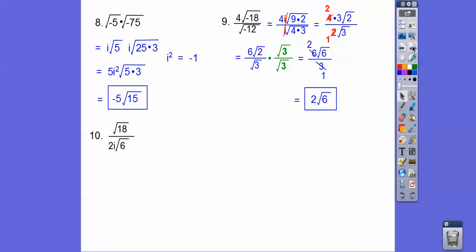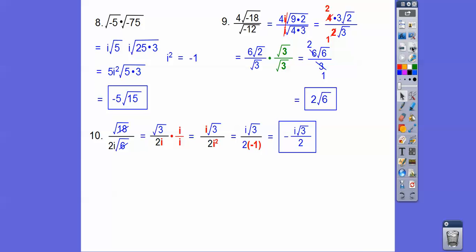Now here, these are both inside, so we can cancel these. 6 goes into 18 3 times, so it's root 3 over 2i. This is square root of 1. Square root of 1 is just 1, so 2i. Now we can't have an i downstairs, just like over here we can't have this radical 3. We're going to multiply it by i over i. That gets rid of the i's downstairs, because i squared is negative 1.